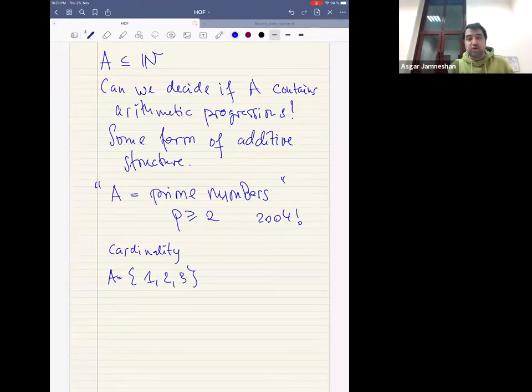One first criterion one would think about is this: if you choose a certain subset which has a certain size, say it has 200,000 elements, we don't know what the elements are, we just know that there are 200,000 elements inside it. Can we say something about whether these 200,000 elements have some form of additive structure? That would be one way to approach this question.